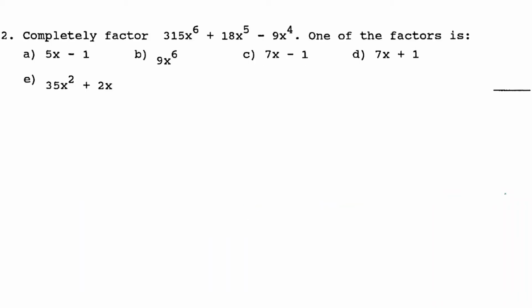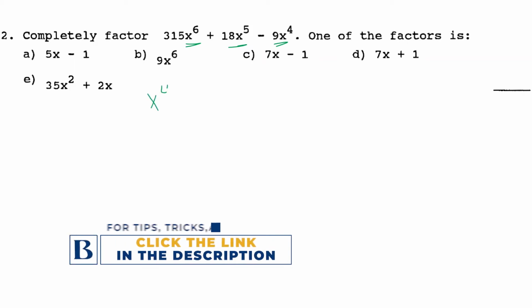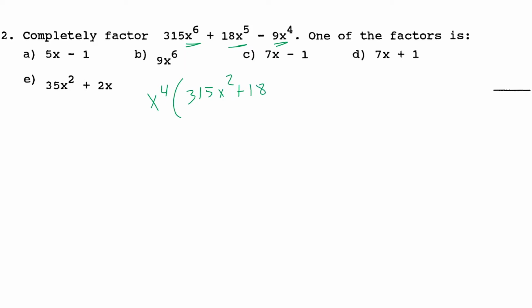Next, completely factor the following. So here I'm looking at x to the 6th, x to the 5th, x to the 4th. Again, my goal is not to show the tricks, I'm just doing it as fast as I can. So x to the 4th, 315x squared plus 18x minus 9. I'm also aware that all of these guys could be factors of 9. Again, that's a great trick here. So if I divide 315 by 9, I get 35x squared plus 2x minus 1.